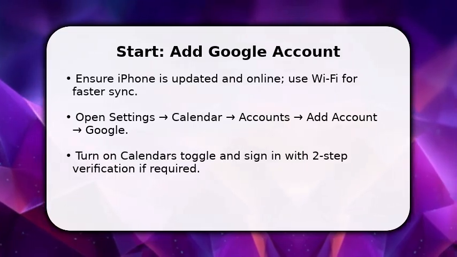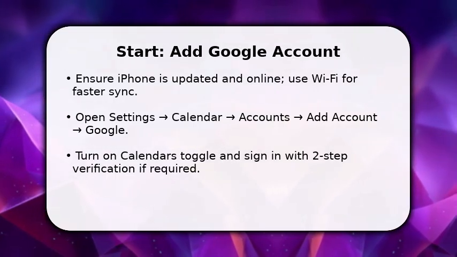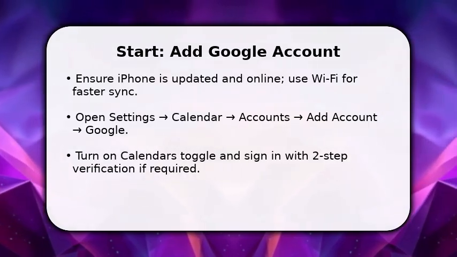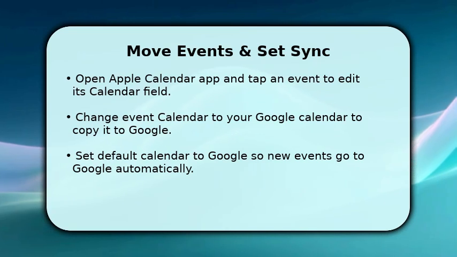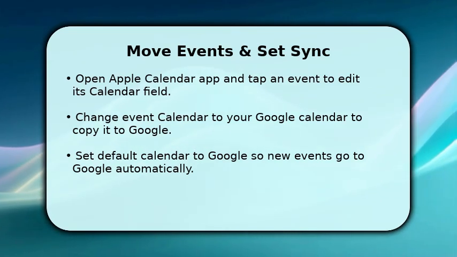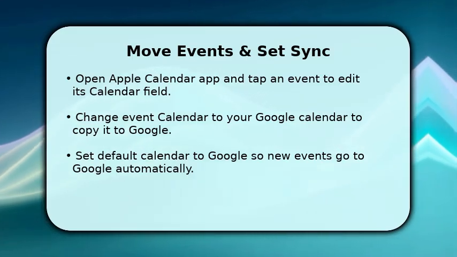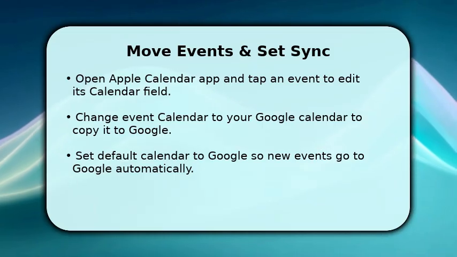Once done, the phone will register Google as an account option for events and let the system fetch calendar data in the background. Now you handle event routing and syncing behavior. You can move existing events by opening the event in the Calendar app, tapping Edit, and changing the calendar to your Google Calendar. That writes the event to Google.